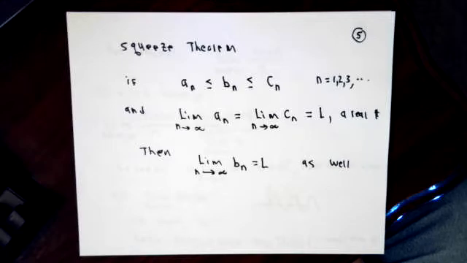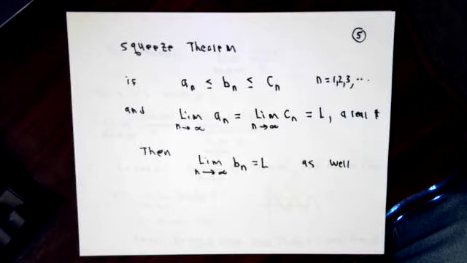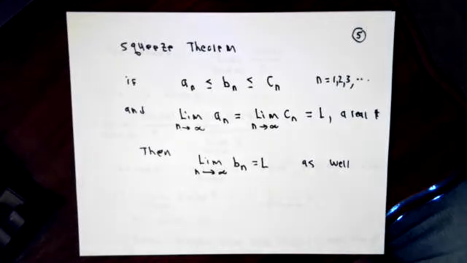The reason for this is not very hard to see. BN is trapped between AN and CN, and as you allow the index n to become very big, both AN and CN become close to L. And since BN is trapped between two numbers that are getting close to L, BN has to get close to L also. That's a very informal way of seeing this, but that is what's going on.